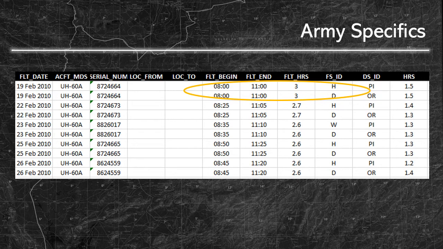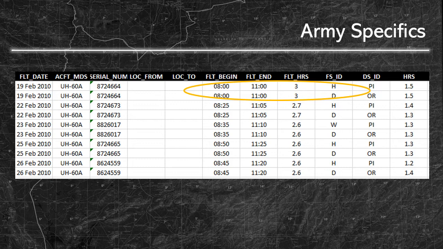The Army keeps their records in a digital format called the Centralized Aviation Flight Records System, or CAFRS. CAFRS creates multiple lines for each type of time that you log on any particular sortie. Here's an example of the columns that you'll see in a CAFRS download. You can see that there is one sortie on the 19th of February because the flight beginning and end times are exactly the same, as well as the flight hours. You can also see on the flight station ID, FSID, and hours columns the type and amount of time that was logged. Here, the pilot logged 1.5 hours of hood time and 1.5 hours of daytime.